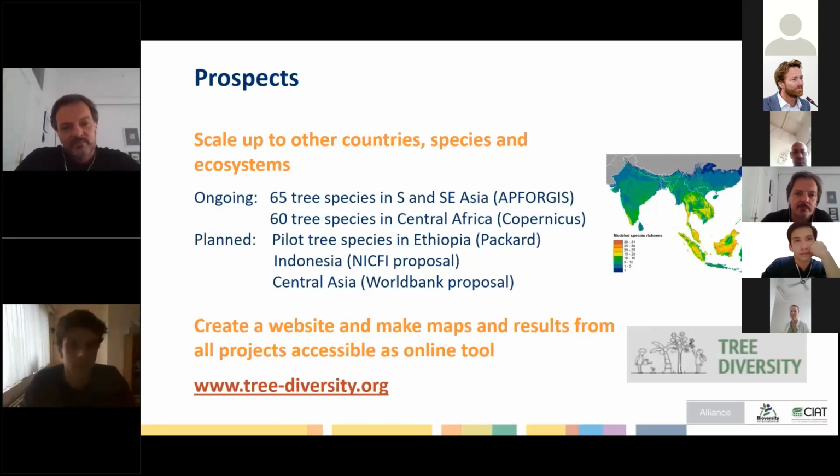And then ultimately, we hope to integrate all of these maps in an online platform, which is currently being developed and which will be called treediversity.org.